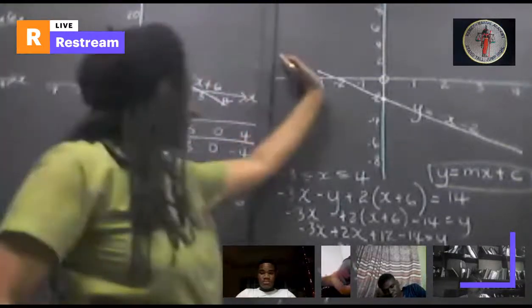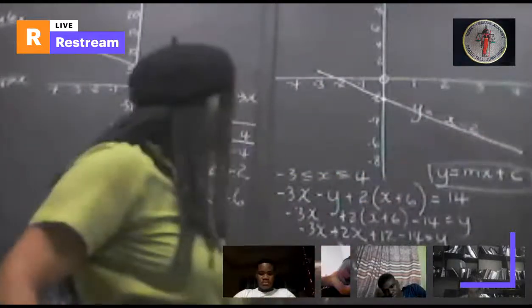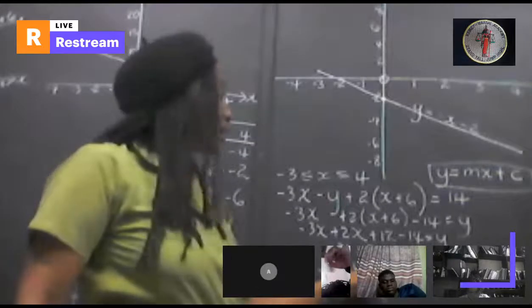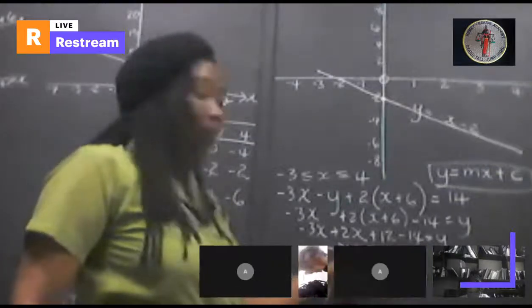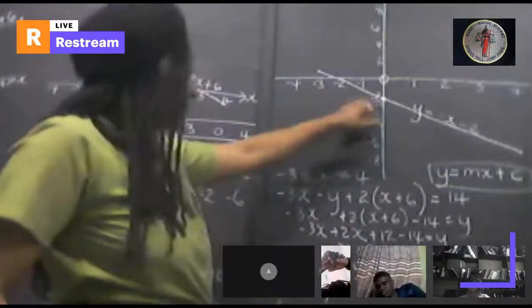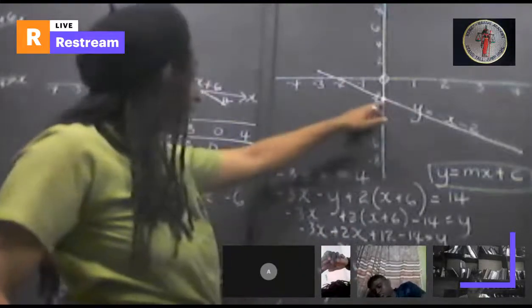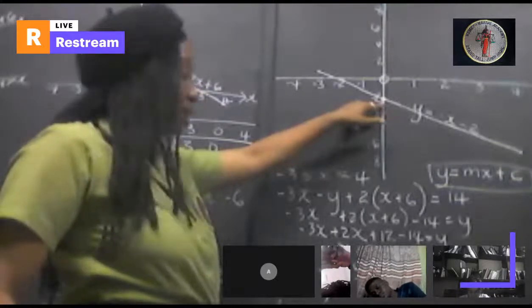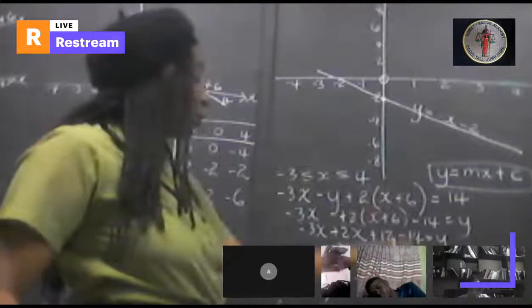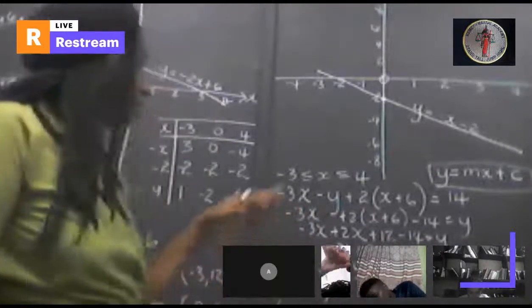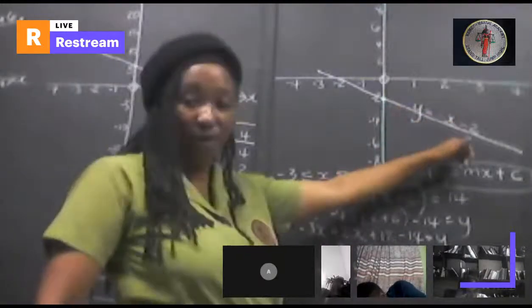So oriented to the left, we knew that because the gradient is negative. It's negative 1 to be exact. And the line cuts the y-axis at negative 2, and we knew that because the equation is y equals negative x minus 2.